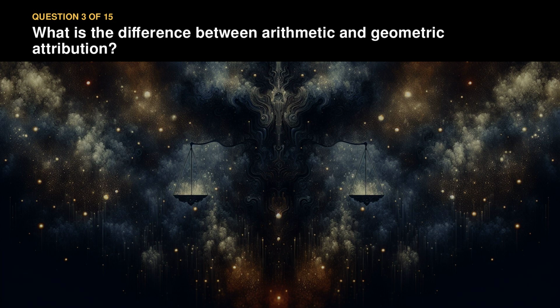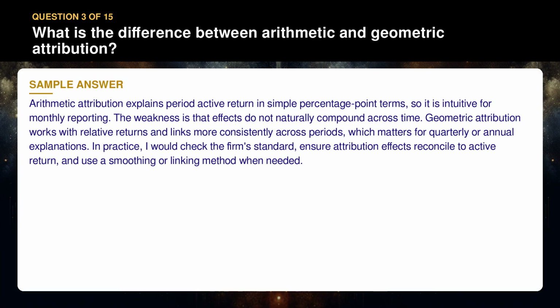Question 3. What is the difference between arithmetic and geometric attribution? Arithmetic attribution explains period active return in simple percentage point terms, so it is intuitive for monthly reporting. The weakness is that effects do not naturally compound across time. Geometric attribution works with relative returns and links more consistently across periods, which matters for quarterly or annual explanations.